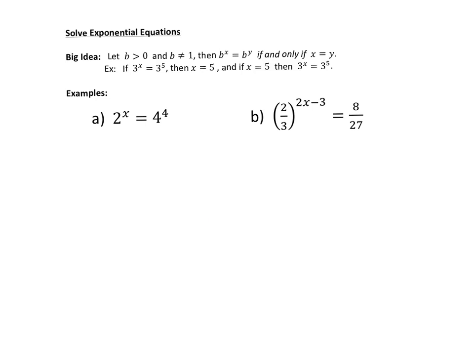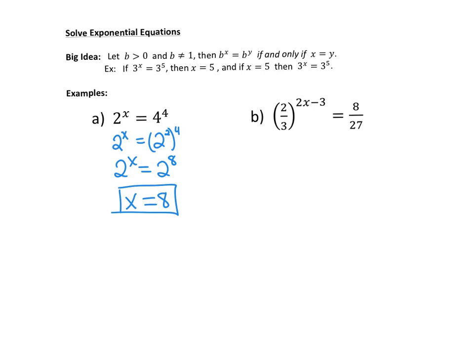So the first step is to write our bases as the same base. I usually like to go to the lowest base. So 2 to the x I'll leave as is, but instead of the number 4, I'm going to write 4 as 2 squared. So I have 2 to the x equals 2 to the 8th, so x must equal 8, because our exponents must equal each other.